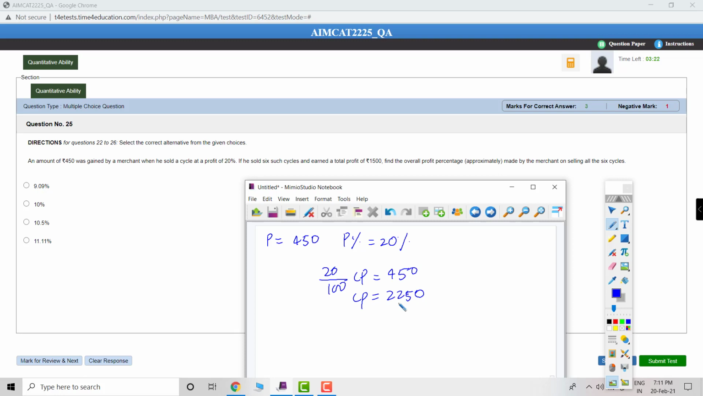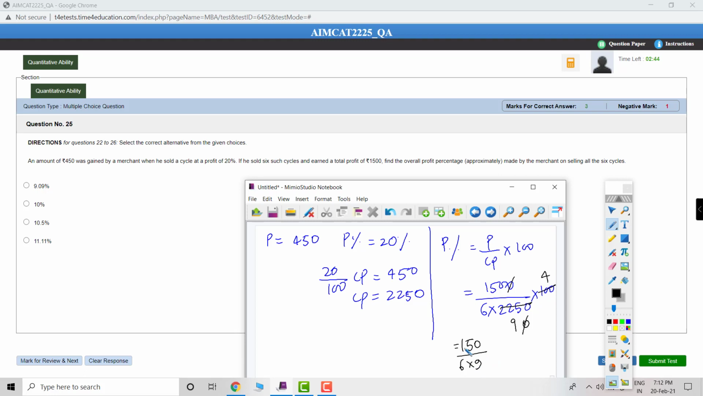He sold 6 such cycles and earned a profit of 1500. The overall profit percentage, look here, is profit divided by CP into 100. The profit earned on 6 cycles is 1500, divided by the cost price of 6 cycles, which is 6 into 2250, into 100. Let's simplify this quickly. 25 fours are 100, 9 zeros, zeros cancel. So 150 divided by 6 into 9 is the answer.